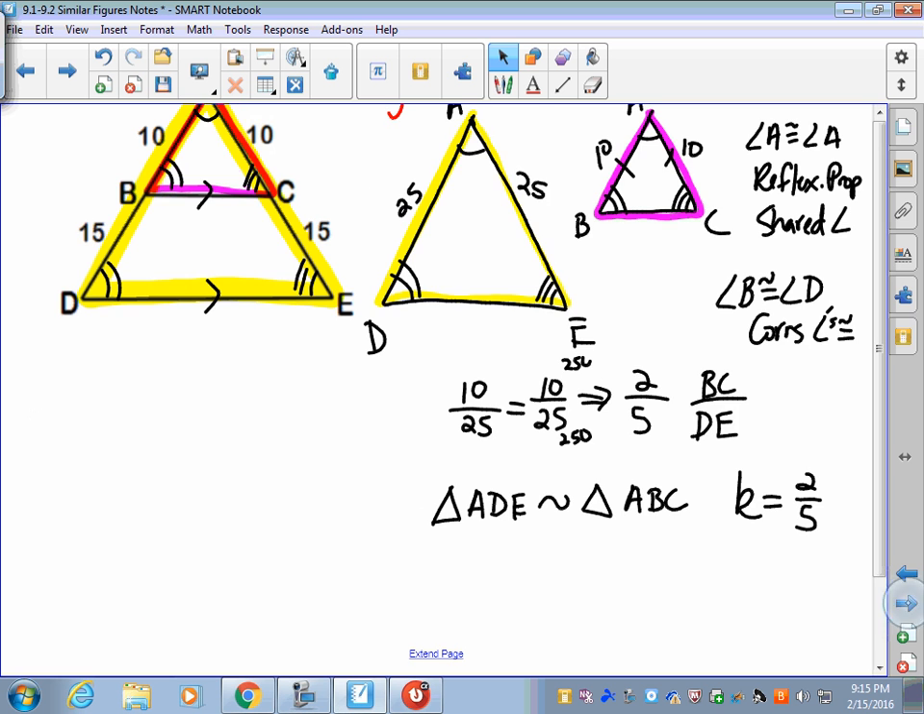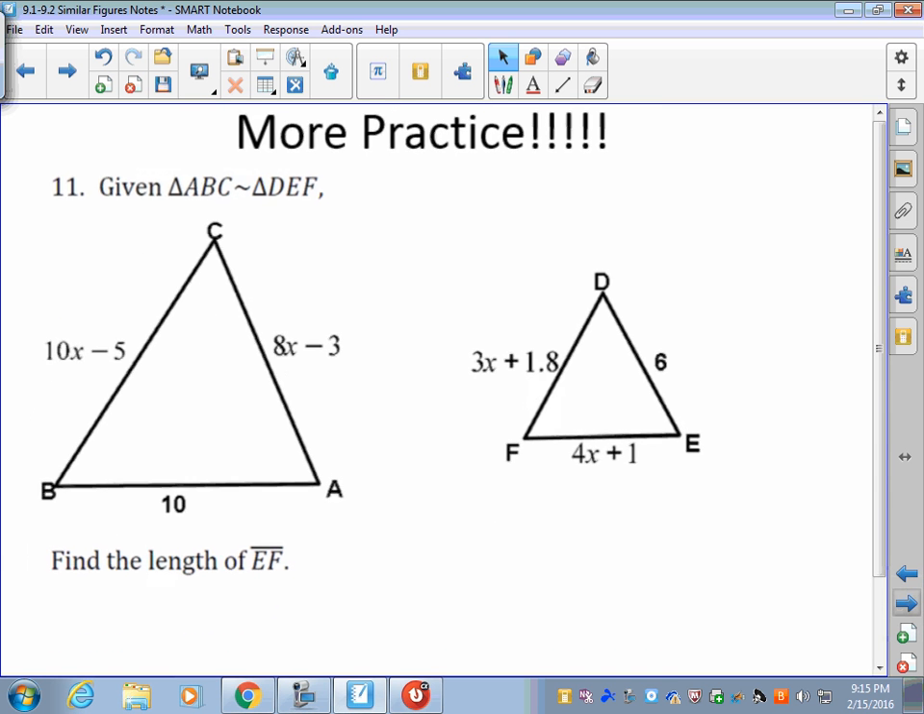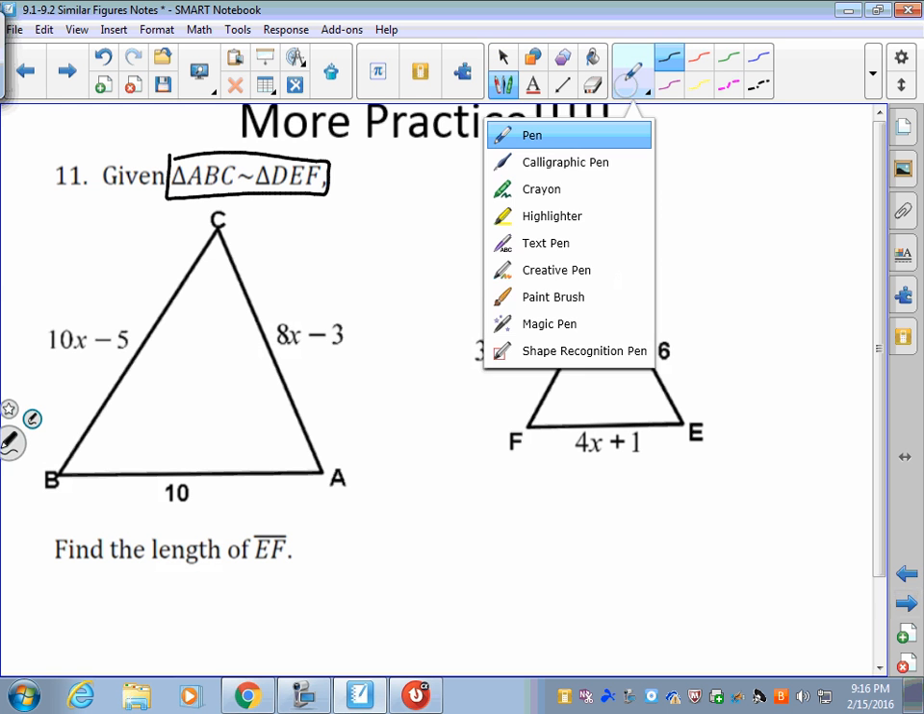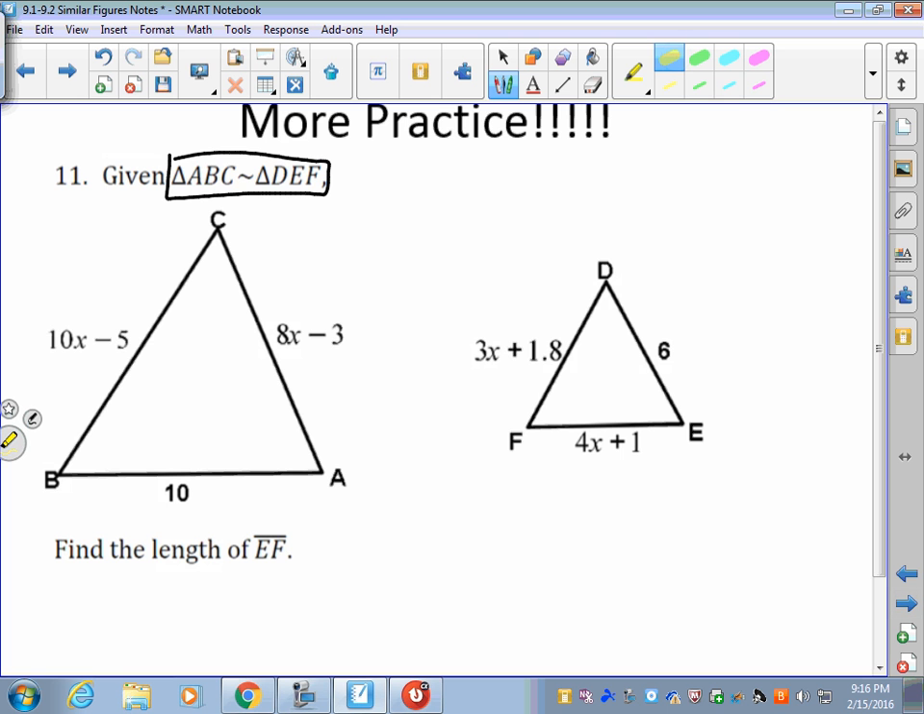Alright, so we have one more practice. Now, they tell us in this one it is similar with this statement right there. So I'm going to just highlight that. Okay? This is important. We've got to read it and use it and apply it correctly. They want us to find the length of EF.